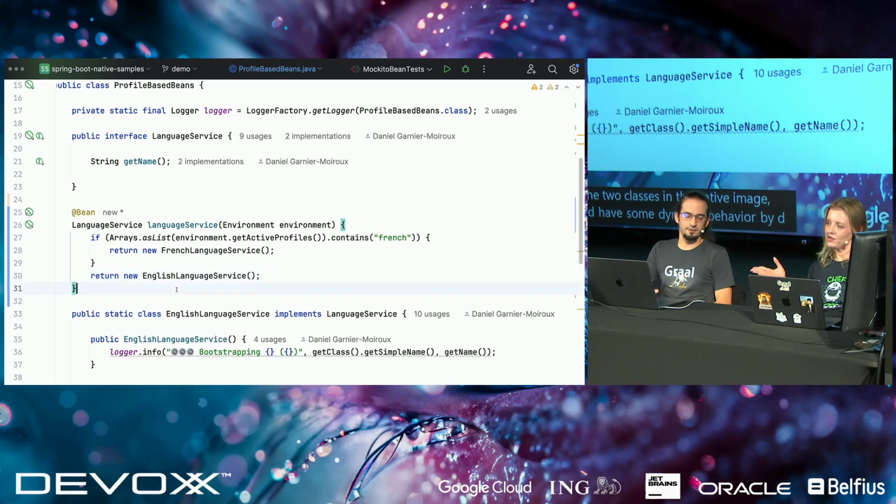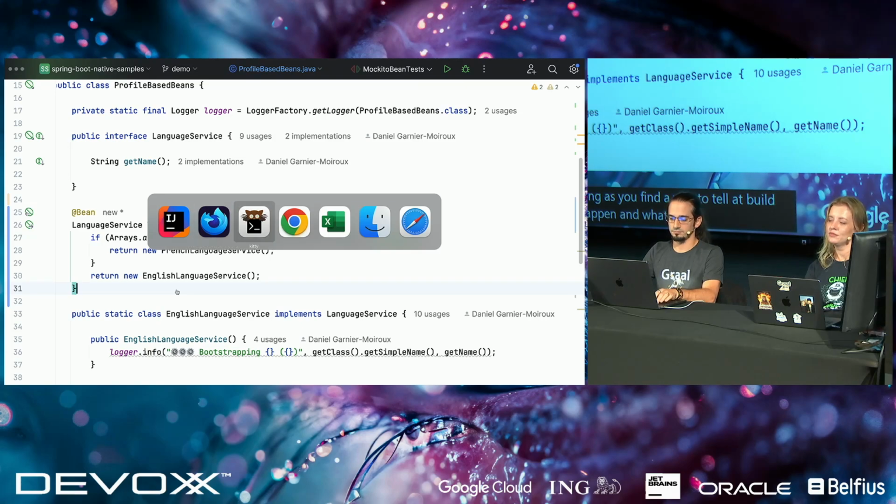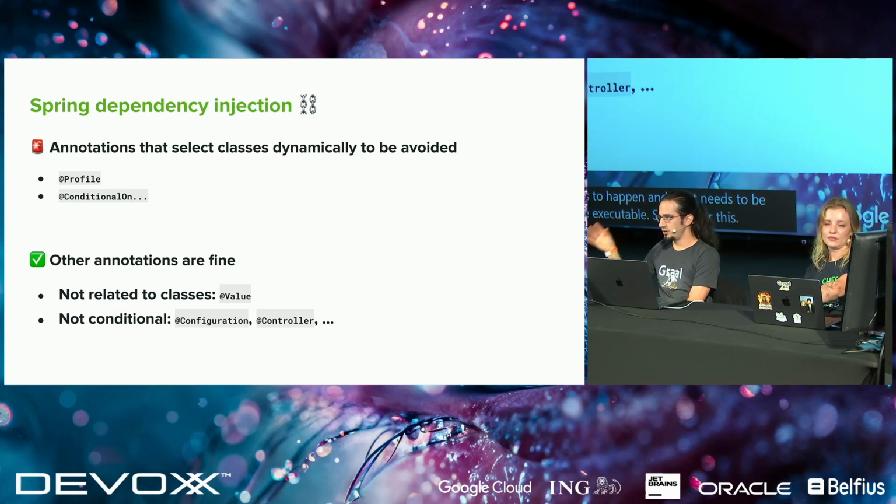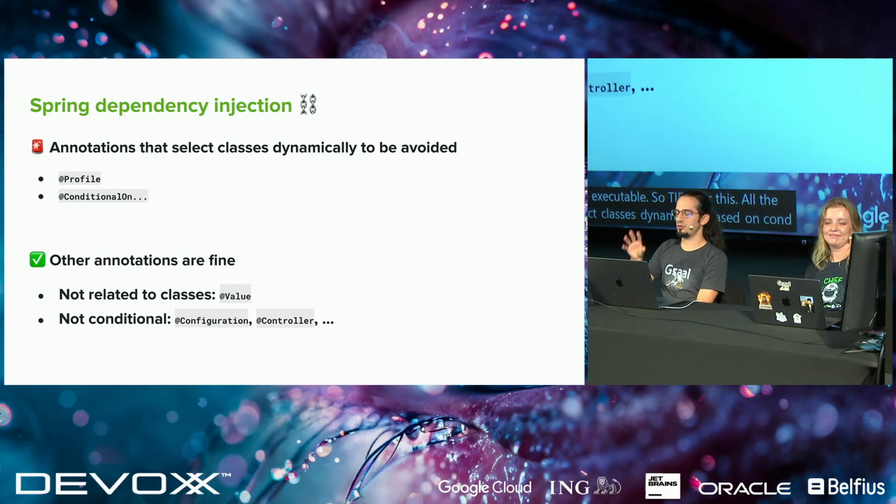So this is slightly hacky, but this was going back to what we said, that native image can do pretty much anything for you as long as you find a way to tell at build time what needs to happen and what needs to be included in this native executable. So TLDR for this, all the annotations that select classes dynamically based on conditions, avoid them. Profile, conditional on, blah, blah, blah. Other annotations are fine. Value, we saw it picks up the value because it's just text that it puts in a value. And unconditional annotations, a controller, repository, and so on. That's fine. We will pick that up.